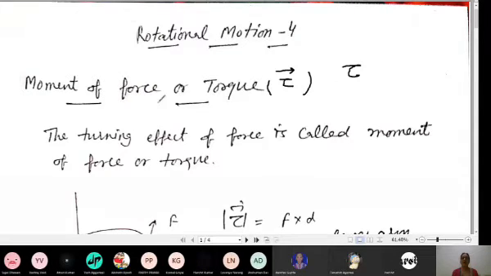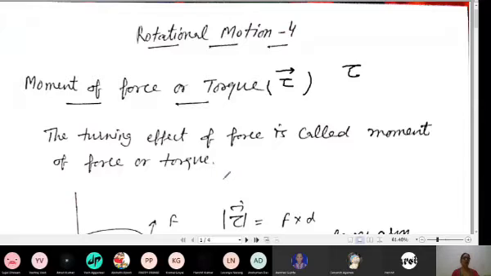Like we have inertia in linear motion, representative of the mass of the body: more the mass, more the inertia. That term in rotational motion we call moment of inertia. On the same basis, we are calling it moment of force. The term with you is torque, and if I want to define torque, it is the turning effect of force.